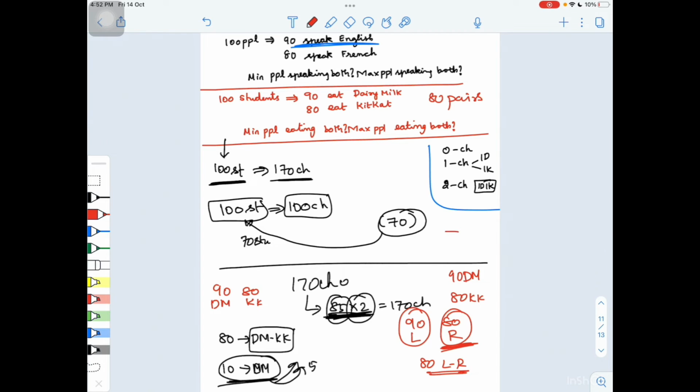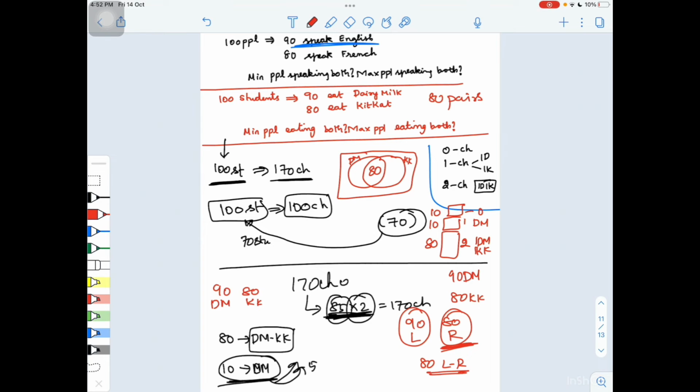So the way it will occur is that 80 people will be eating 2 chocolates, one Dairy Milk and one Kit Kat combination, and 10 people will be eating one Dairy Milk each. And what happens to the remaining 10 people? They will not have any chocolates to eat. So this is equivalent to a Venn diagram of Dairy Milk, Kit Kat.